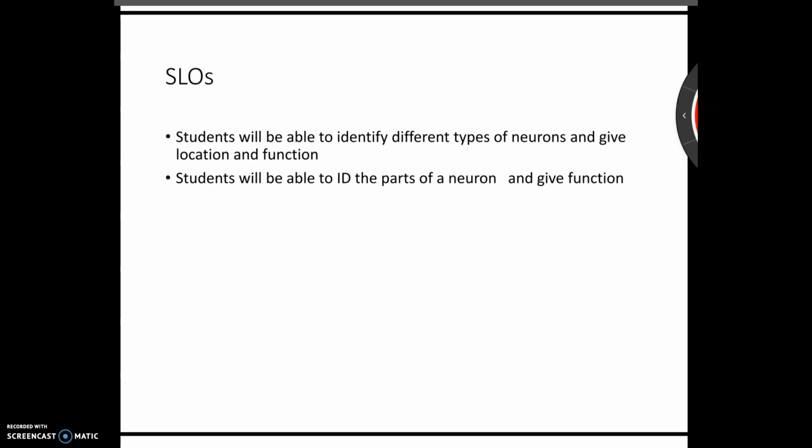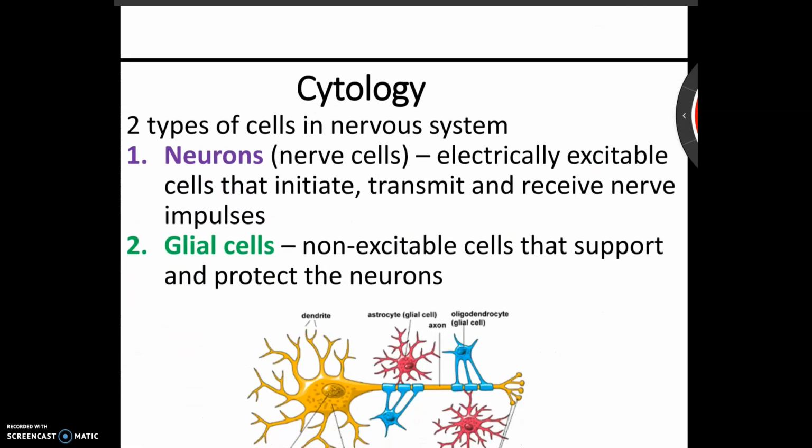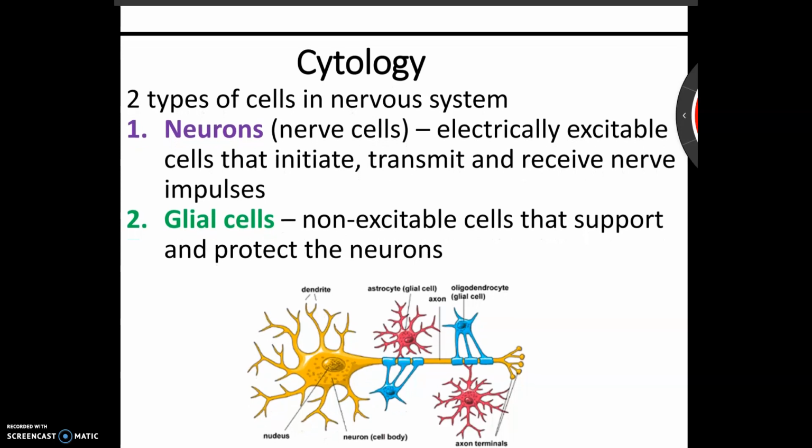Welcome to my second video on the nervous system. This video is going to talk about neurons. Those are excitable cells. In a future video, we'll talk about glial cells. So you'll be able to identify the different types of neurons, their location and function. This is usually an essay question where you have to draw them out, identify the parts of a neuron and give the function. So, when you look at nerve histology, there are two types of cells actually.